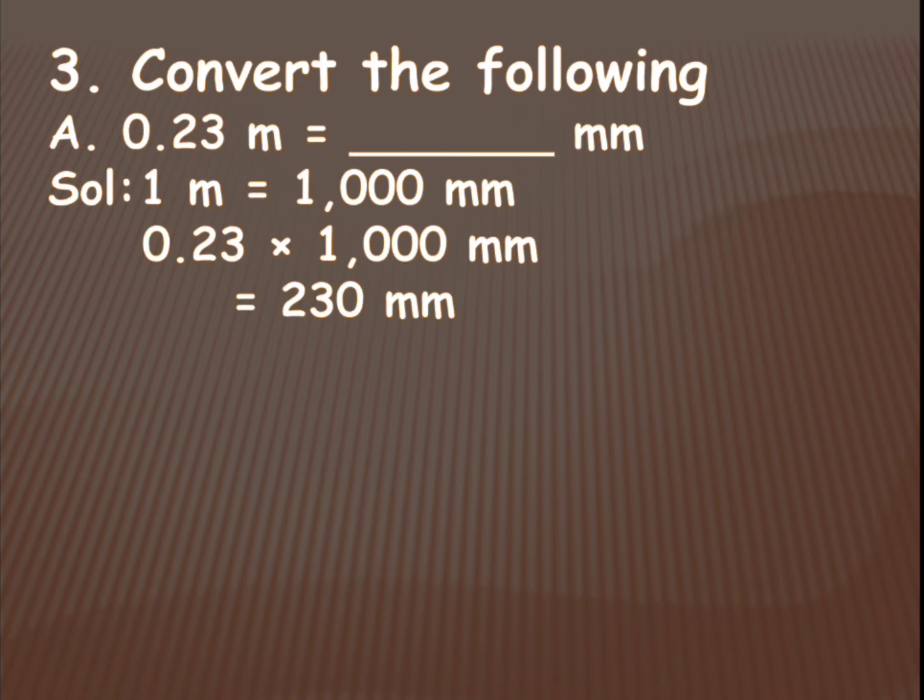Okay, therefore 0.23 meters is equal to 230 millimeters. So in that way you need to do. Okay, so then let's see another one.